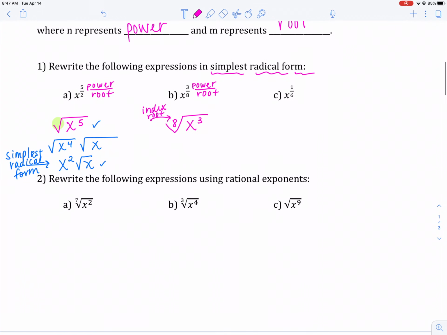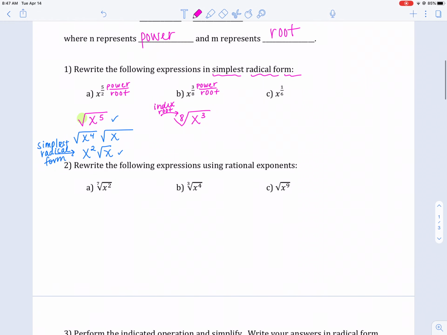In number 2, they want you to now rewrite using only rational exponents. So now it's going the opposite way. I have, once again, taken note. This is the power. This is what we call the root. So if I know my base is x, it's power over root. Remember, power over root. Power is 2 over the root is 7. That's it. You just rewrote it using a rational exponent.